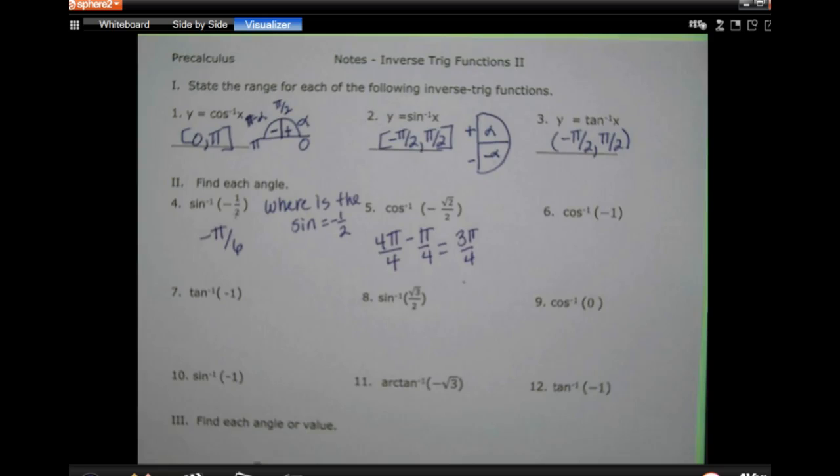Sam, do you have to draw the picture for everyone? Oh, okay. I got it.